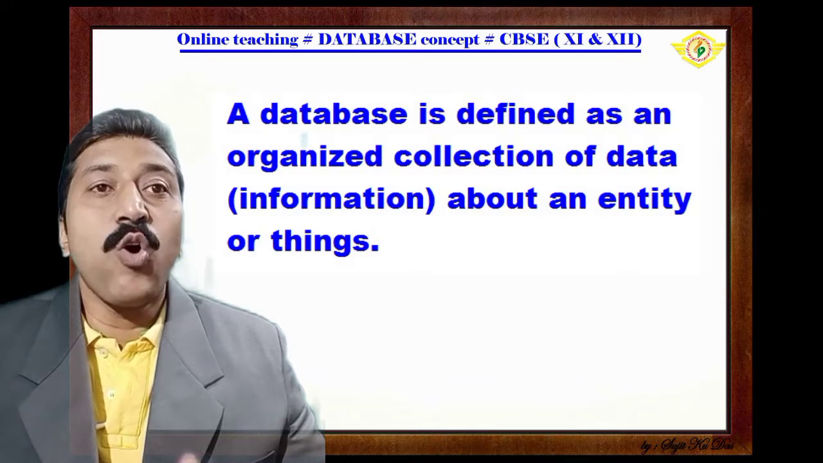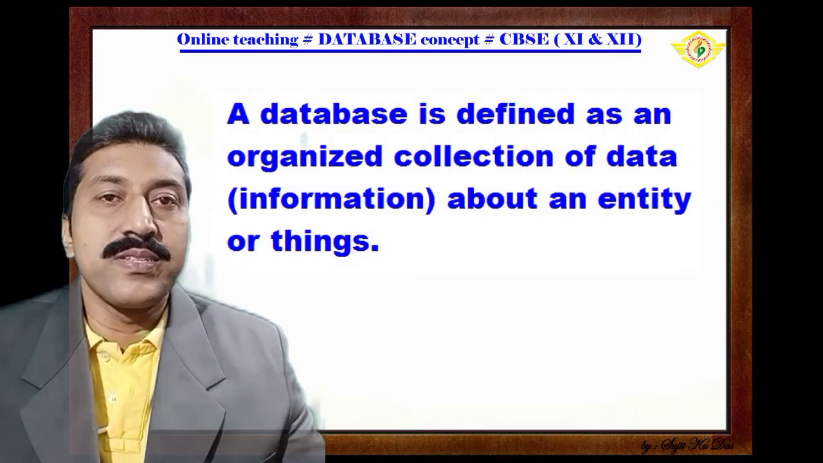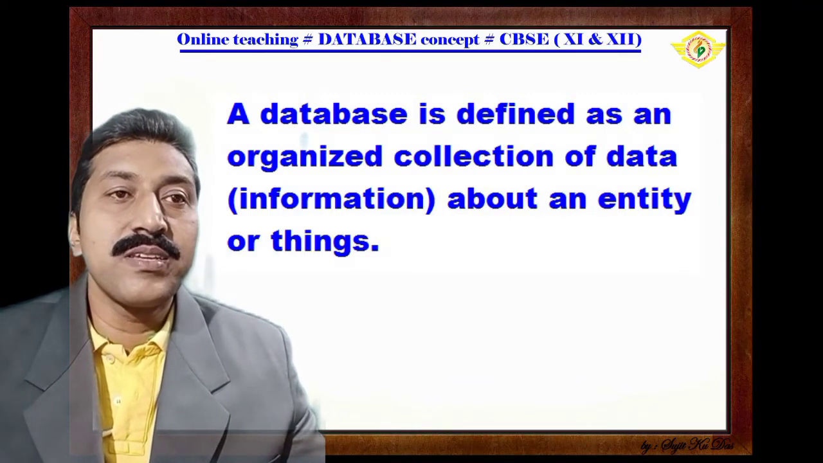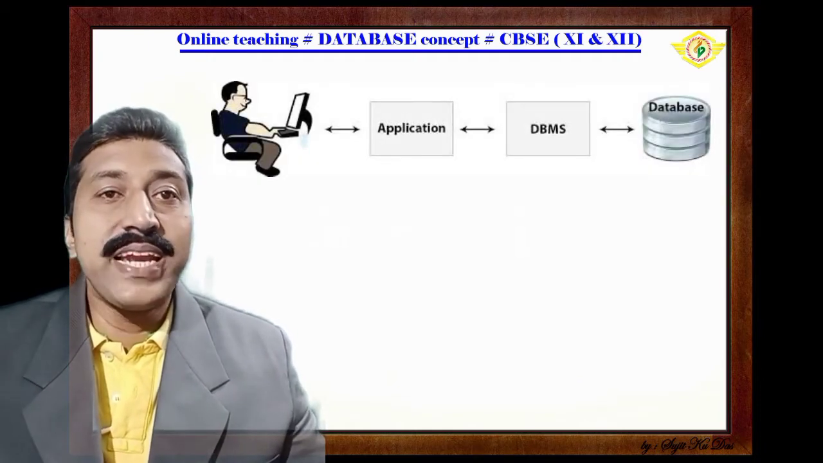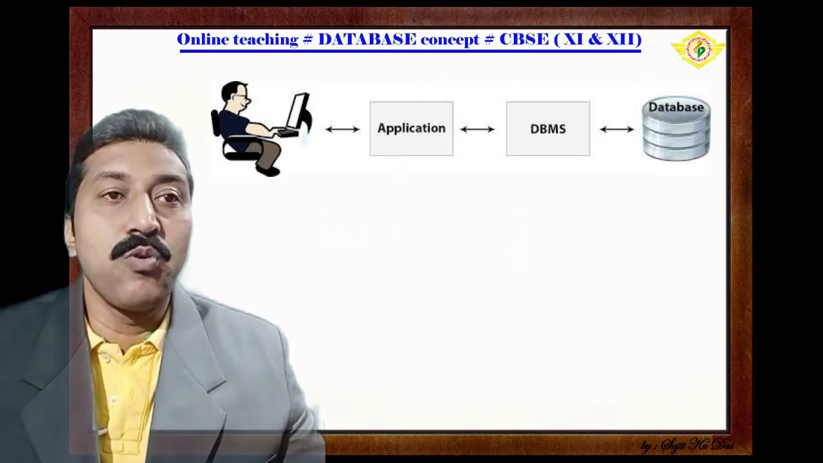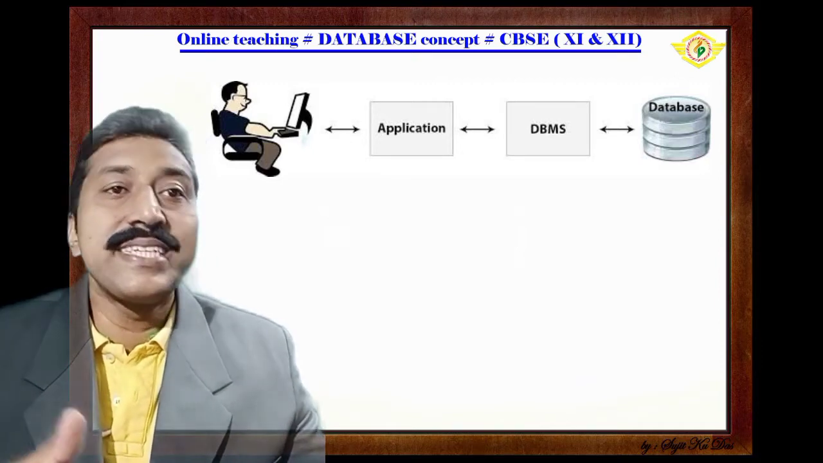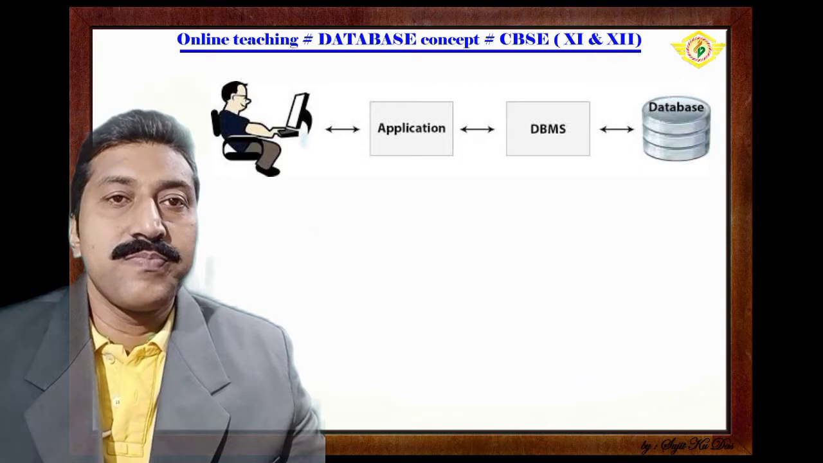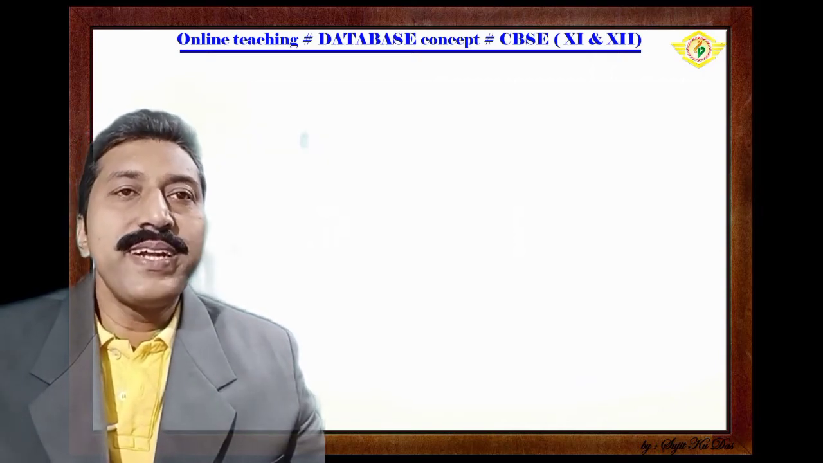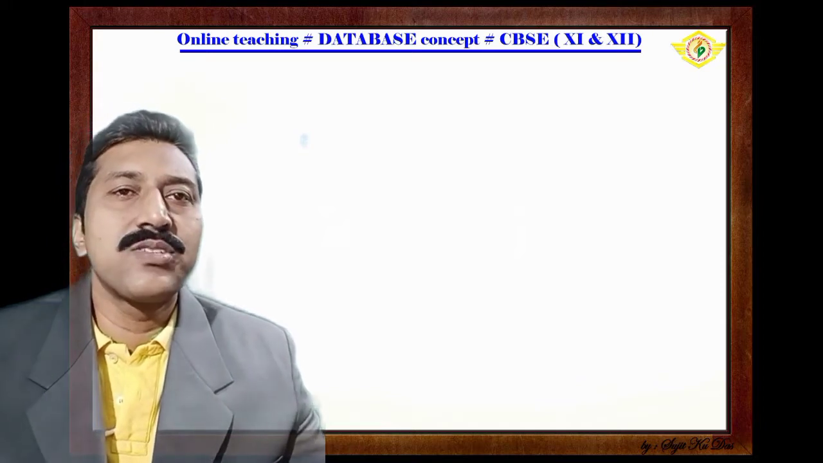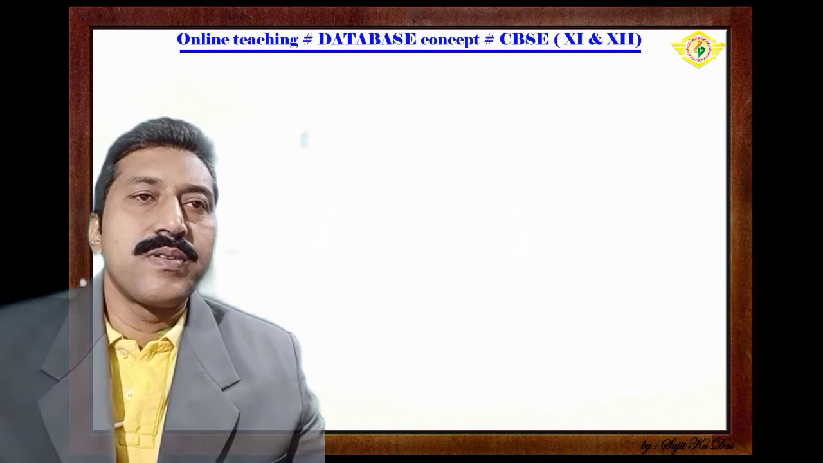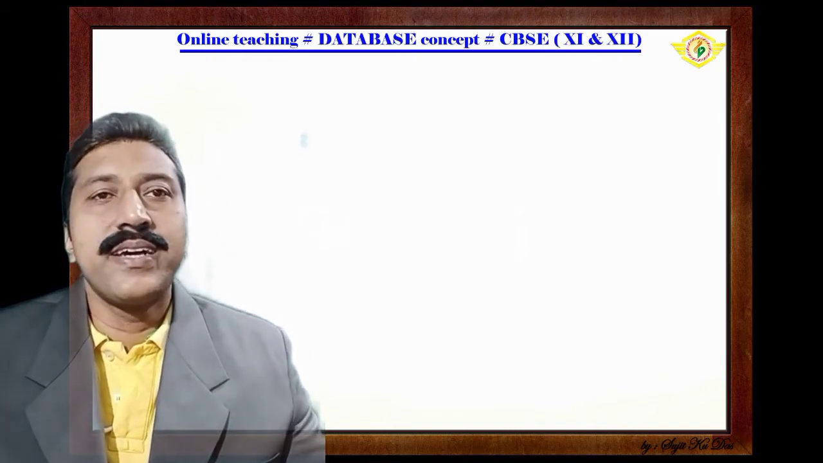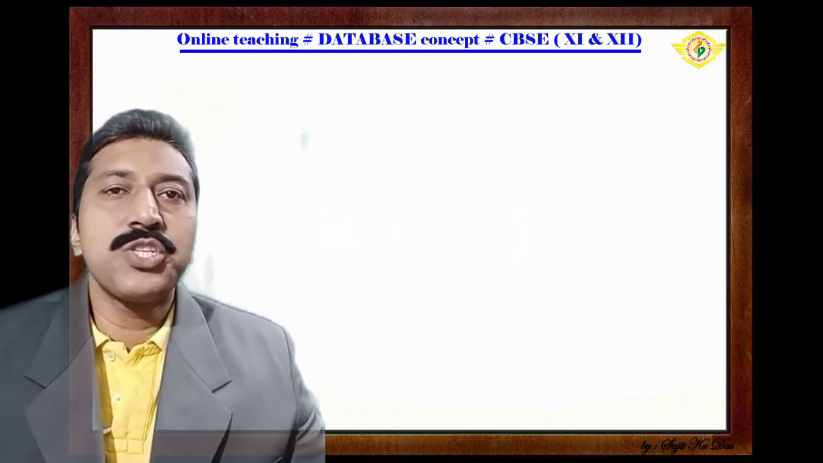Database means what? It is an organized collection of data and information about an entity. Entity means something that exists, or things. It is a shared collection of related data and information used to support the activities and decision making of the particular organization. So we'll take one example. All files belonging to one organization will be treated as a database of that organization. A database, therefore, is considered as the repository for the stored data.